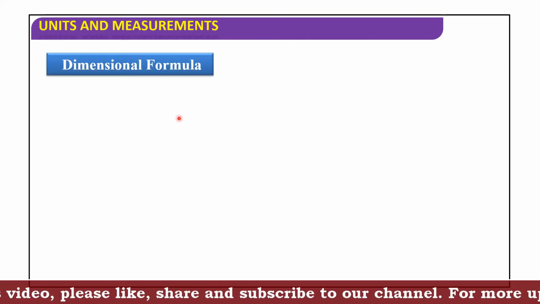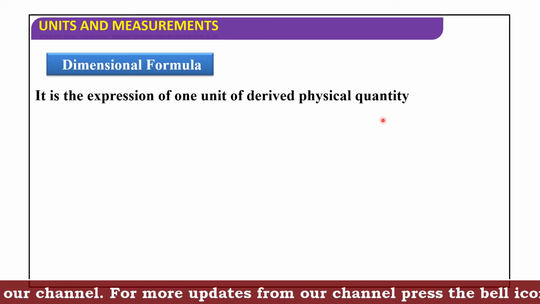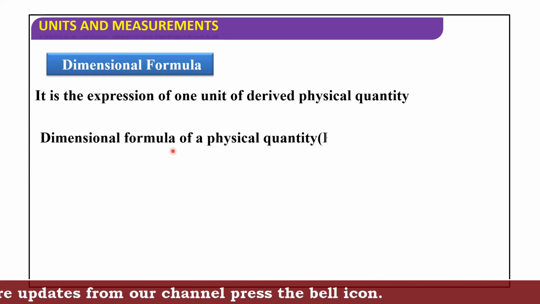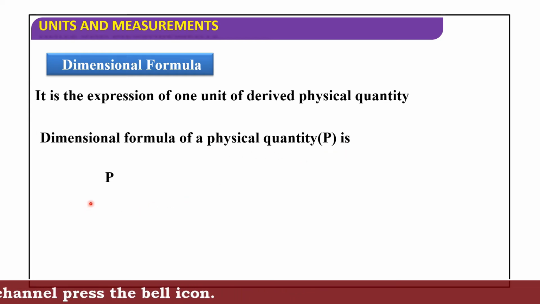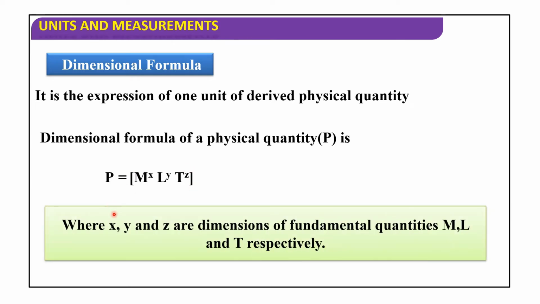Next, dimensional formula. It is the expression of one unit of derived physical quantity. Dimensional formula of a physical quantity P is equal to M^X L^Y T^Z, in this bracket notation, where X, Y and Z are the dimensions of fundamental quantities M, L and T respectively. Mass, length, time.